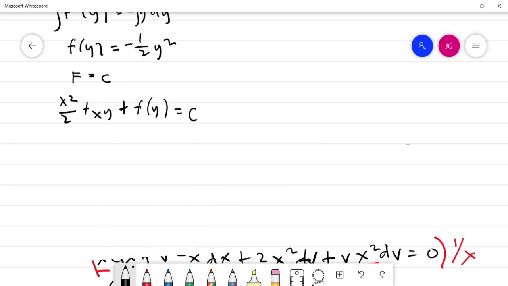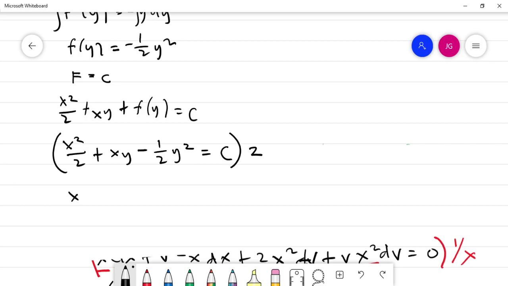And next step, guys, we substitute the function of y. Okay, so we have x squared over 2 plus xy minus 1/2 y squared equal to c. So to simplify the equation, guys, eliminate the denominator. So multiply by 2, since the common denominator is 2. So the final equation is x squared plus 2xy minus y squared is equal to 2c.